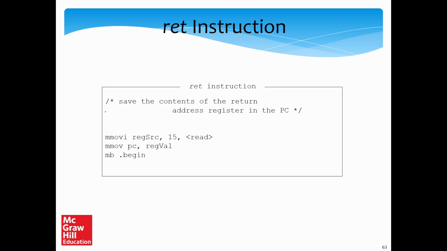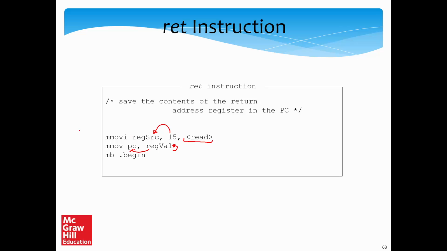Let's next look at the ret instruction, which is nice and simple. What this does is that we read the return address register number 15 and save its contents in the program counter, the PC. So we load 15 into reg source with the mmove immediate instruction, and we simultaneously send the read command on the bus, so we read the register. The data will be available in the micro register reg val, which will essentially contain the return address. This we move to the PC.